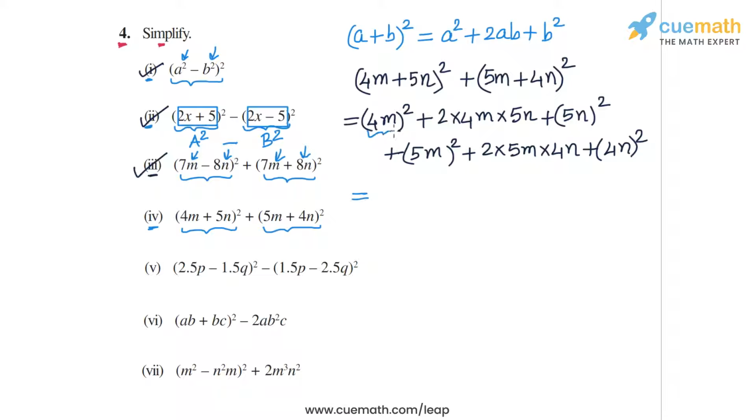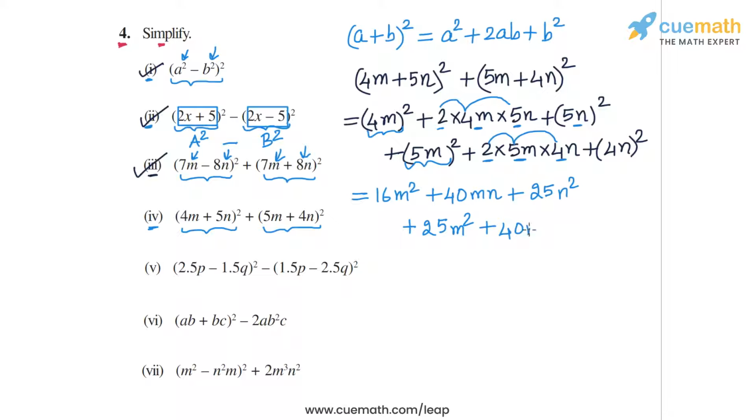So we have 4m whole square, which is 16m square. Then we have 2 into 4m into 5n. So 2 into 4 into 5 is 40. So we get 40 mn. Then we have 5n whole square, which is 25n square. Then we have 5m whole square, which is 25m square. Then we have 2 into 5m into 4n. So 2 into 5 into 4 is again 40. So we get 40 mn again. And finally we have the term 4n whole square, which is 16n square.